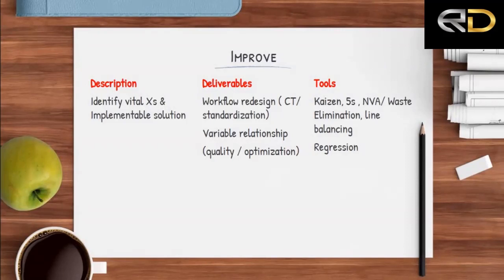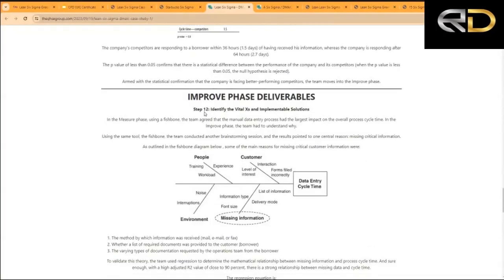So the tools at your disposal: you are going to use lean tools if the sigma level is less than 1. If the sigma level is more than 3, that is basically regression in the sigma tools that you're going to use. So this is now how you improve. When it comes to improvement, this is when you identify the vital X's and implementable solutions. This is how you determine how I can fix these root causes.